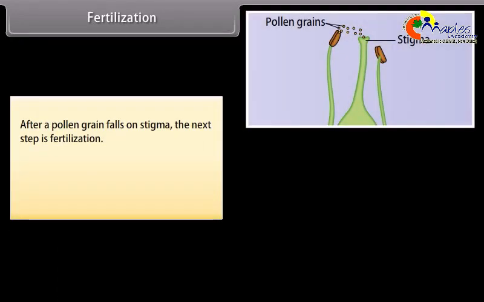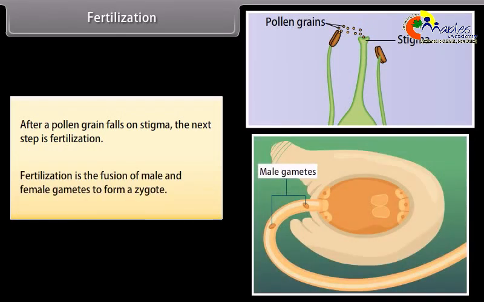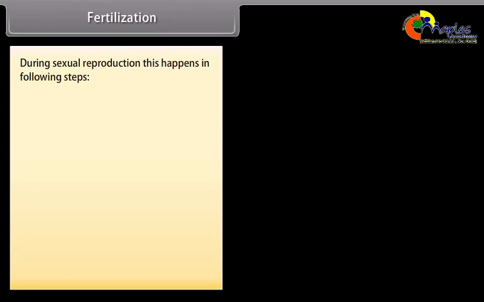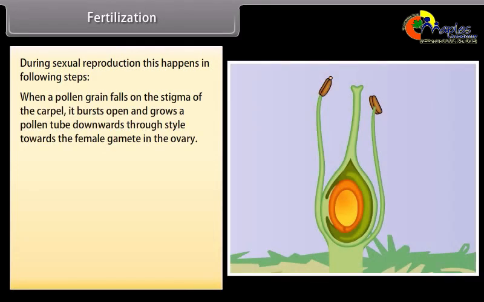Fertilization. After a pollen grain falls on the stigma, the next step is fertilization. Fertilization is the fusion of male and female gametes to form a zygote. During sexual reproduction, this happens in the following steps. When a pollen grain falls on the stigma of the carpel, it bursts open and grows a pollen tube downwards through the style towards the female gamete in the ovary.